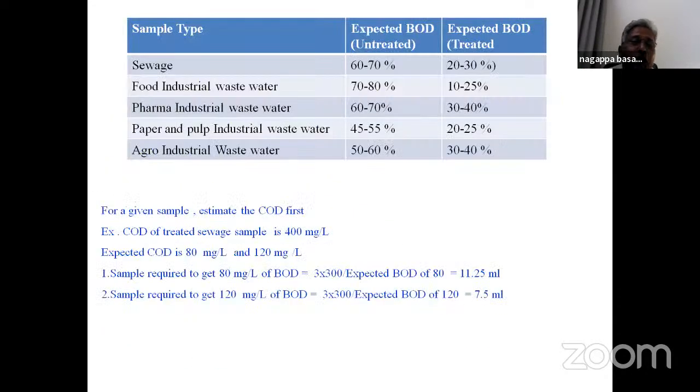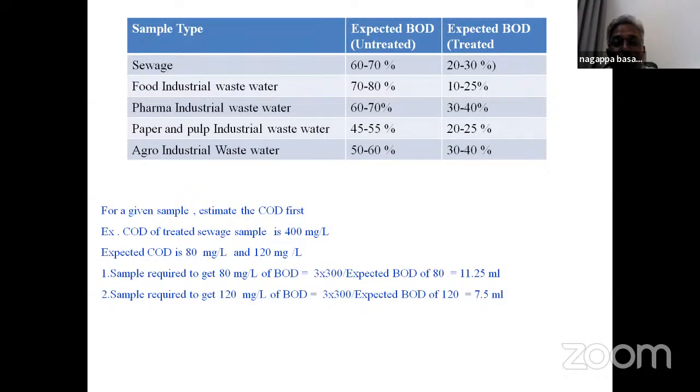What would be the BOD? For untreated sewage, BOD is 60 to 70% of the COD value. Treated is 20 to 30%. Like this, we have to expect the BOD values in treated and untreated wastewaters. Food industry wastewater is 70 to 80% untreated, treated 10 to 25%. Pharma industry is 60 to 70%, 30 to 40% treated.